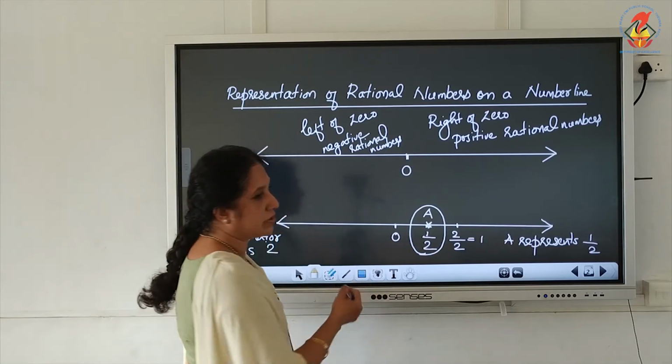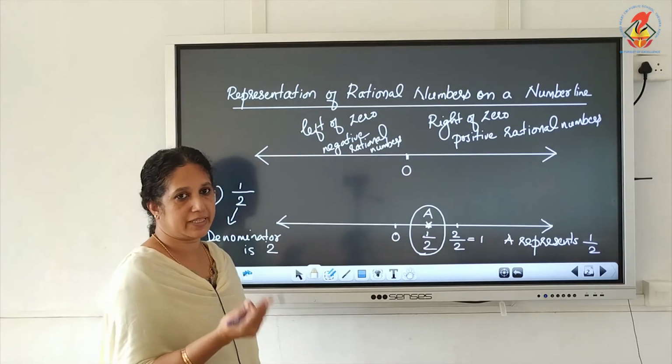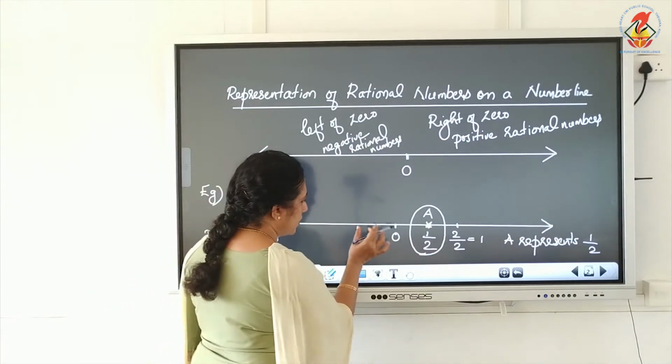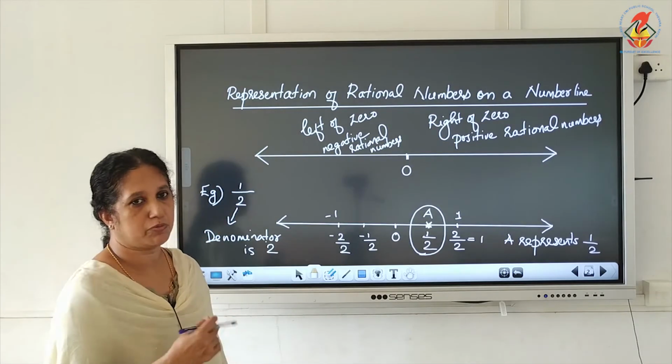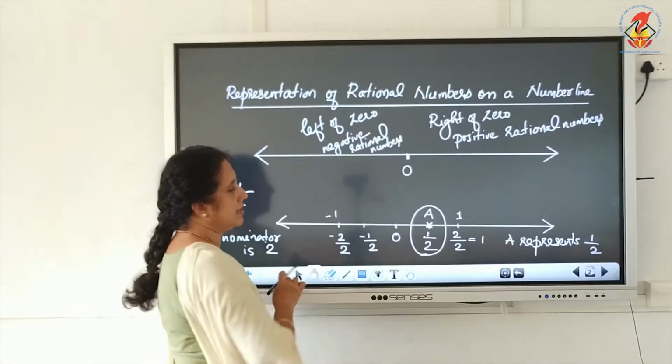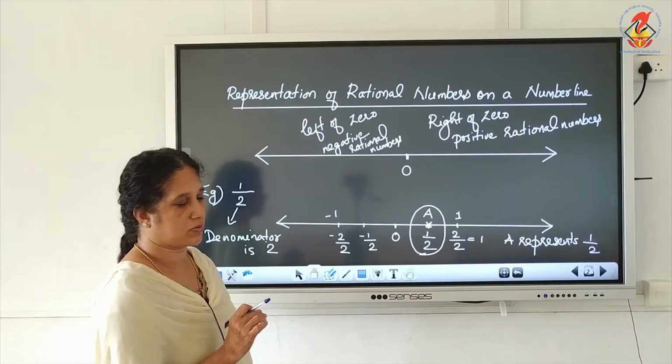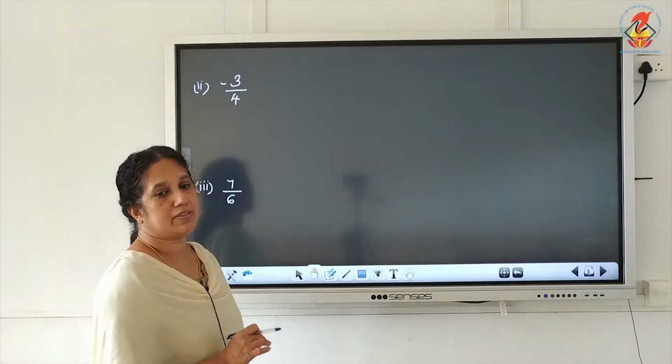And to the left of 0, what type of rational numbers will come? Negative rational numbers. So, here also if you want you can mark 2 points at equal distances. The first part will represent negative 1 by 2 and the second will be negative 2 by 2. Negative 2 by 2 means what? Negative 1. So, if you want, you can mark some more points to the left of 0 at equal distances also.